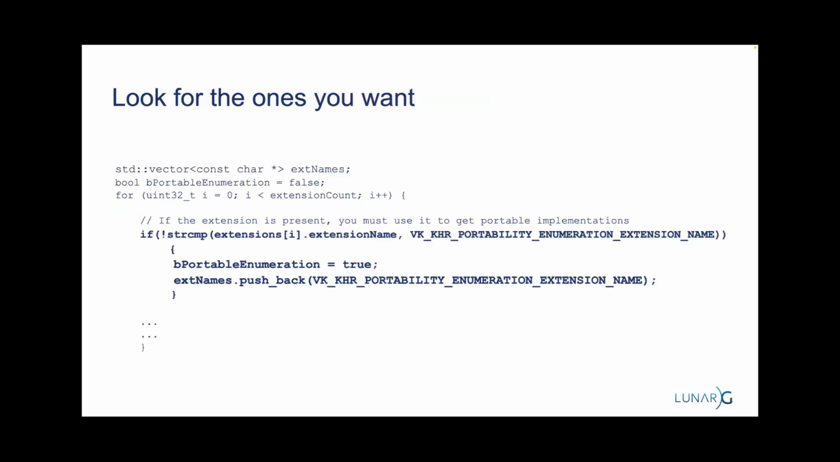Now you go through there and you look and you go, hey, do you support this portability? Let me say, if this portability enumeration extension exists, it means you have a new loader. Good. You've got a fairly up-to-date Vulkan loader, and it knows the difference between portability implementations and non-portable implementations. And you can tell it, okay, hey, I want that in my list.